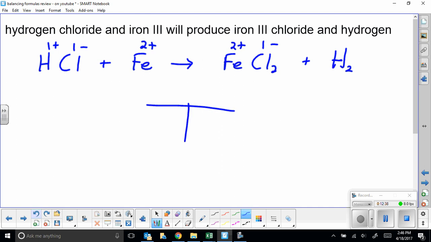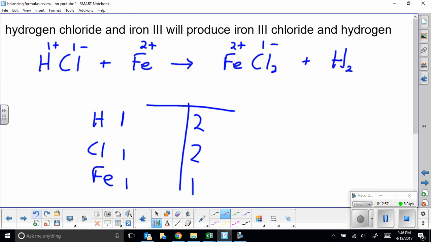So now I'm going to balance this, and we're going to go hydrogen, we're going to go chlorine, and we're going to go iron. And we've got 1, 1, and 1. Over here we have hydrogen, we've got 2, chlorine, we've got 2, and iron, we've got 1. So I'm just going to go with my hydrogen, and I'm going to put a 2 out front here, which changes that to a 2, and my chlorine also to a 2. And you can see it's now balanced.